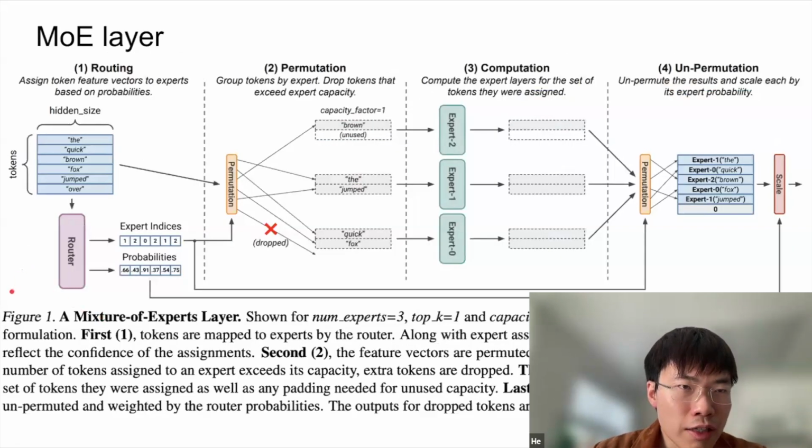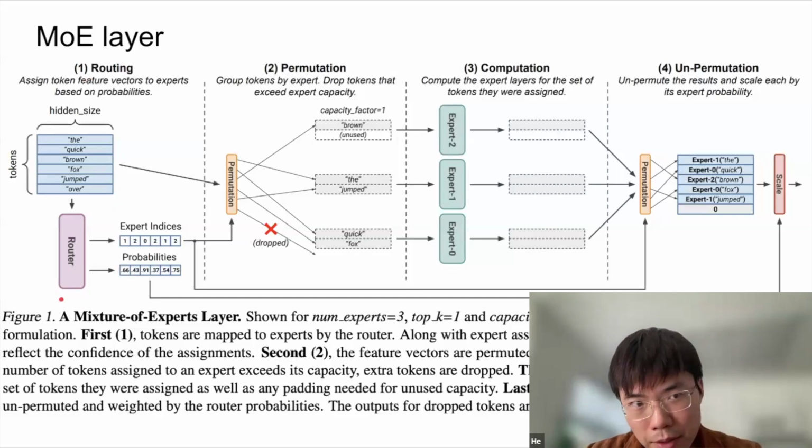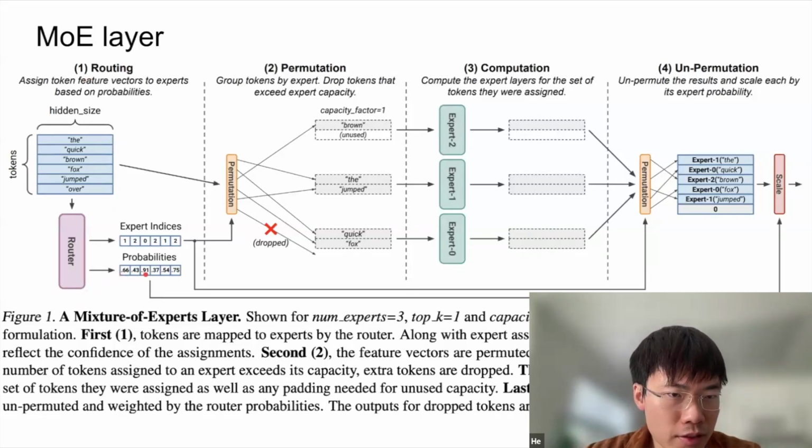Okay, so if we dive in deep into MoE layers, there are actually four operations. The first operation is routing. It assigns the token's feature vectors to experts based on probability. Let's say the tokens are the number of tokens, which is sequence length by the hidden size. The router is a matrix. It matrix multiplies with tokens. It produces the probabilities and the expert indices.